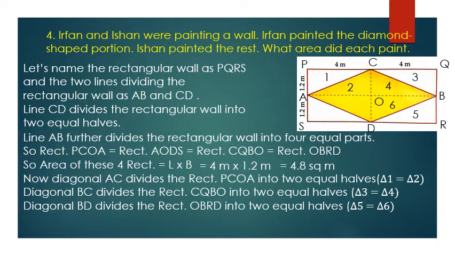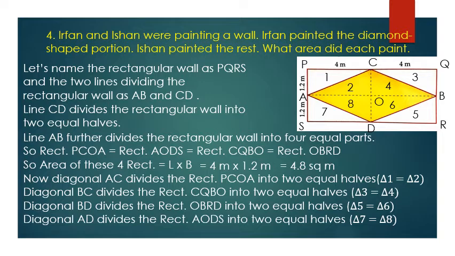In the same way, diagonal BD divides the rectangle OBRD into two equal halves, that is triangle 5 and triangle 6, and triangle 5 is equal to triangle 6. And at last, diagonal AD divides the rectangle AODS into two equal halves, that is triangle 7 is equal to triangle 8.